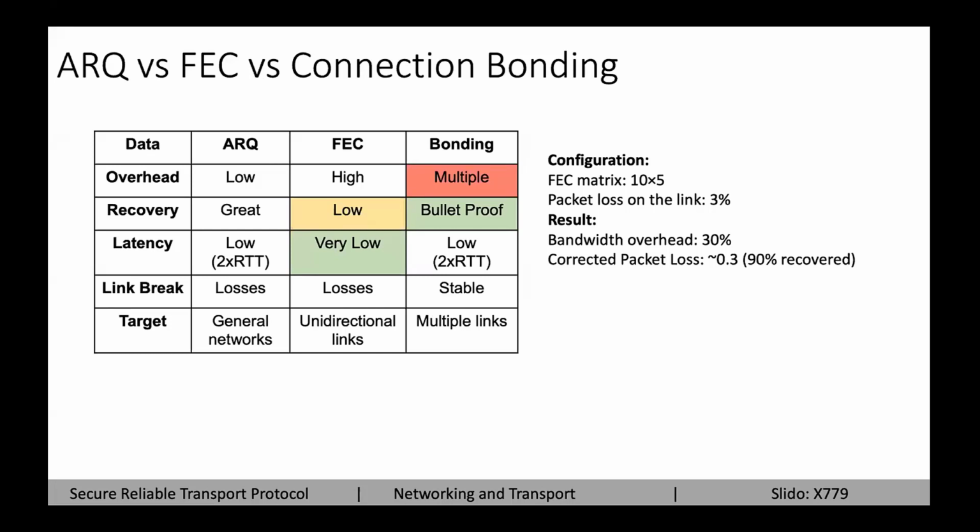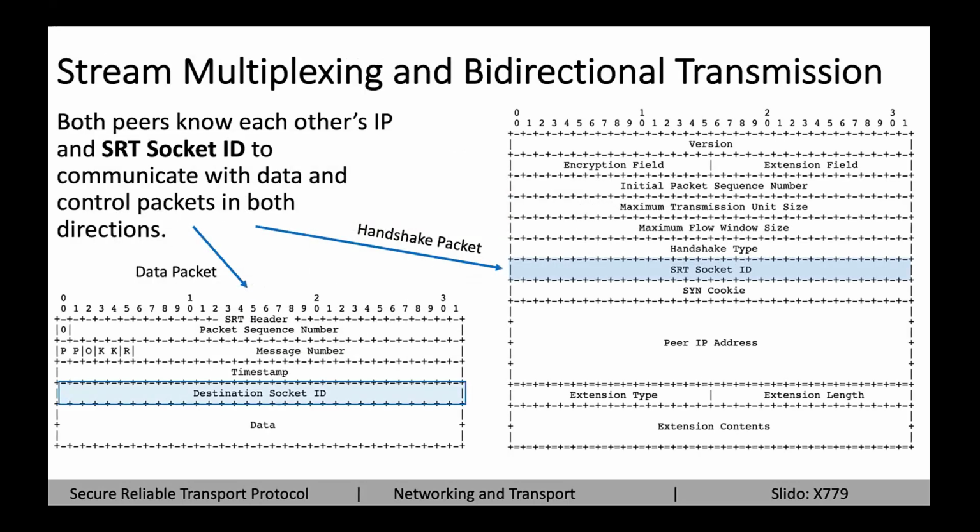So ARQ can be used generally in all types of networks. FEC is more for unidirectional links with a low percentage of loss on it, and bonding can be used when you have multiple links and you want to somehow utilize their resources. The remaining feature I briefly want to talk about is stream multiplexing, for example.